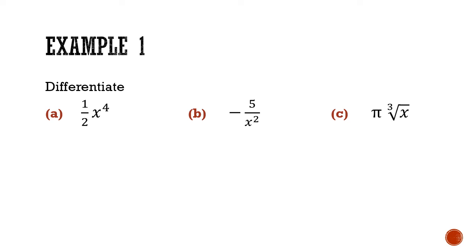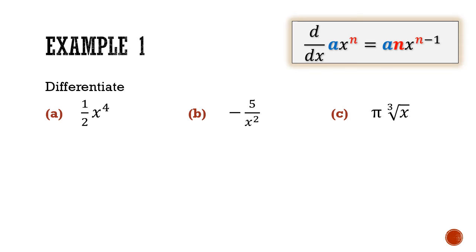So let's go through the answer by applying the power rule for derivatives. So in part A, we write d by dx of the expression half x to the power of 4 to show that we are differentiating the expression. Nothing happens to the coefficient half. We bring the exponent 4 down, and we'll subtract 1 from the exponent to get x to the power of 3. So when we simplify this, we'll get 2x cubed.